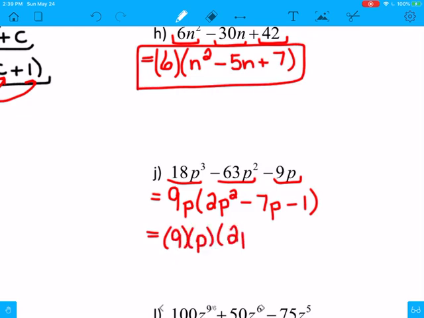And then the 2p squared minus 7p minus 1 has to be in its own bracket because the 2p squared is sewn to the 7p is sewn to the 1. These minus signs and plus signs sew those terms together, so you can't separate them with plus signs or minus signs or brackets. Okay?